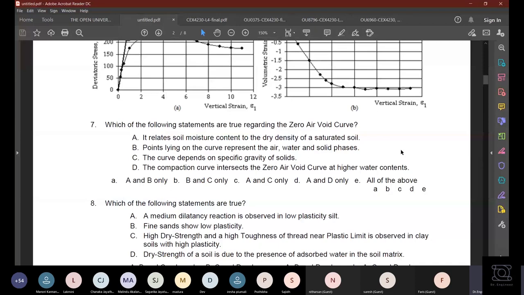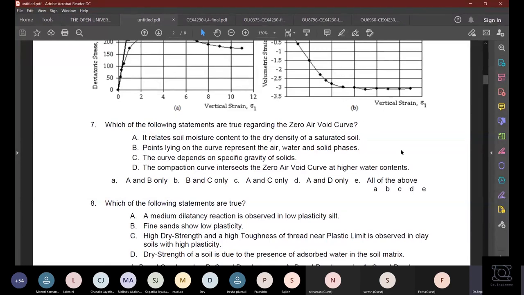The compaction curve intersects the zero air void curve at higher water content. No, it may get closer, but it never intersects. If it intersects, there should be a soil in such a manner. We can't find a soil which has no air in it. So statement D is wrong. So A and C are correct. So option C is the answer for that one.